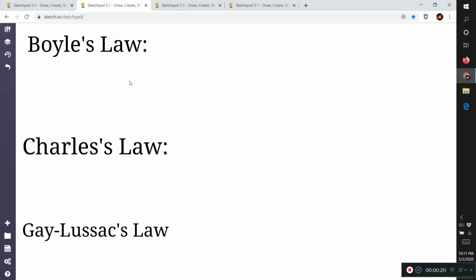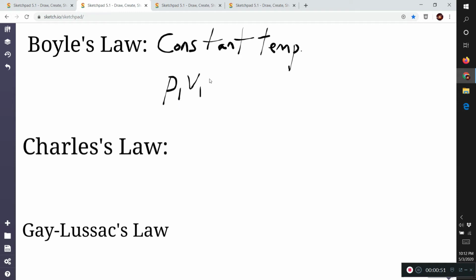And what Boyle found out is that at a constant temperature, he found out that the pressure and the volume vary inversely. So his formula looked like this. It didn't have anything to do with temperature because he held it at a constant temperature. That means he made sure that the temperature in his scenario did not change.